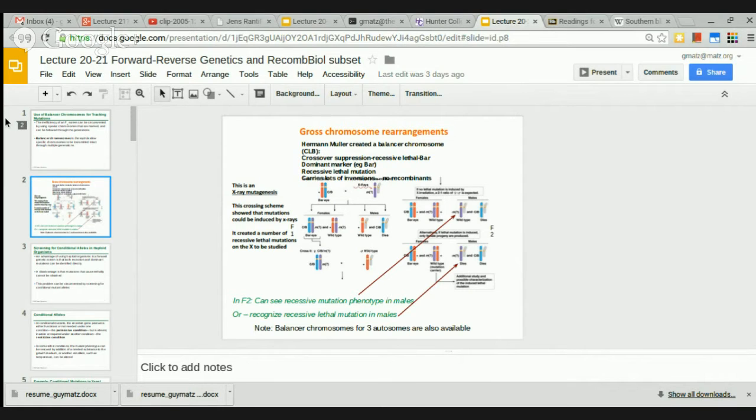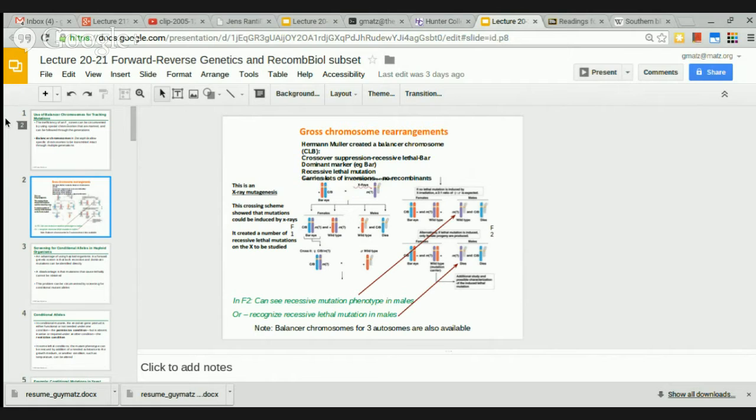Now, the way I know that this is the fly I'm going to be using for my next cross is the balancer has a dominant marker gene, Bar, okay? So I know that the bar-eyed females are the ones I'm interested in.